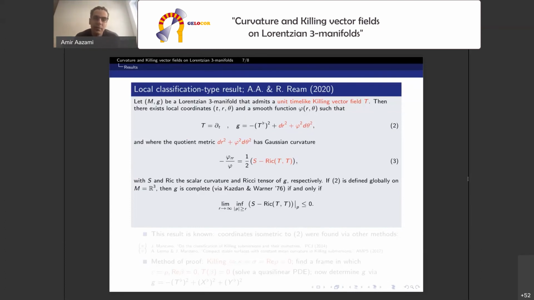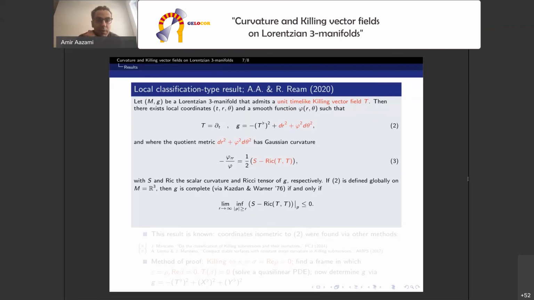Of course, to say that it decomposes into a Killing part and a quotient metric is not terribly surprising. What makes this an interesting classification for us is that the quotient metric has the Gaussian curvature that you see, given canonically in terms of the scalar curvature and the Ricci tensor of your ambient three-manifold. And also really lifting a result of Kasdan and Warner almost directly. If these coordinates happen to be globally defined, then you can also determine when they'll be complete. This inequality will have to be satisfied. So, an example of a local classification type result.